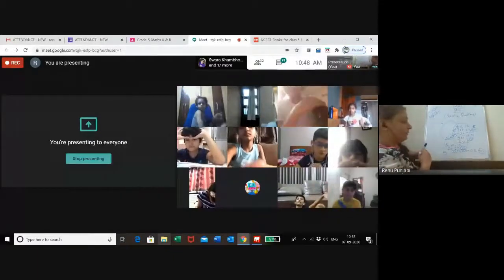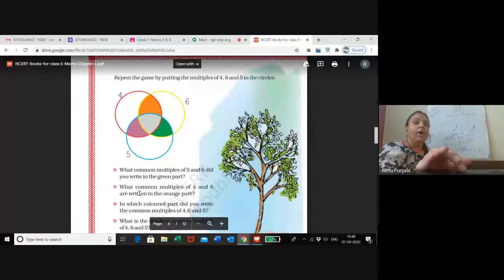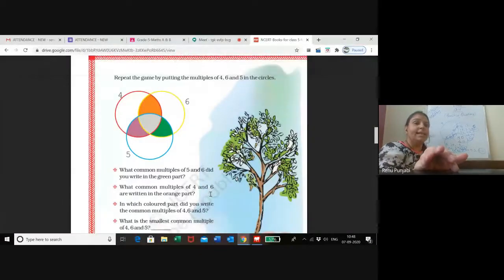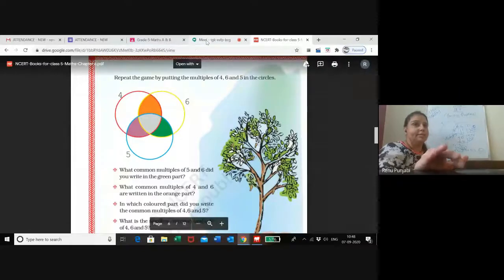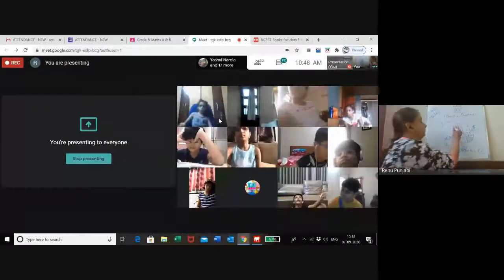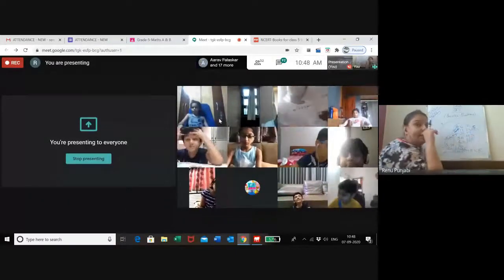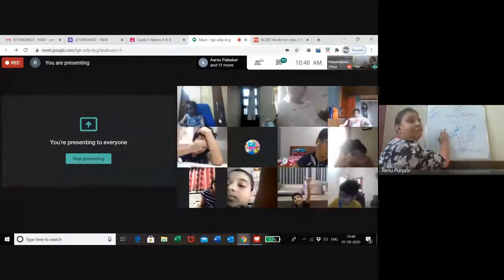In the same way, when you read the next part of the question, what are the common multiples of 4 and 6, write them in the orange part. This is the orange part. Here you will first write, you have already written the table of 6. You write the table of 4 here.